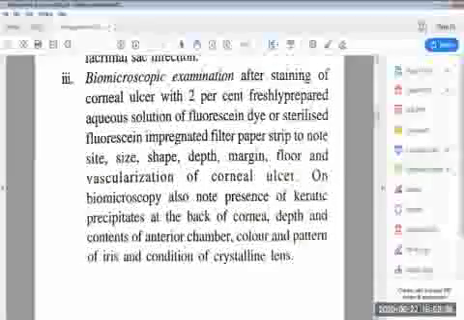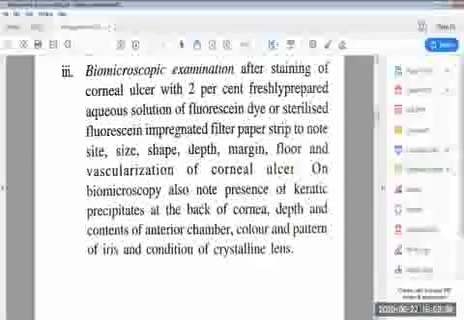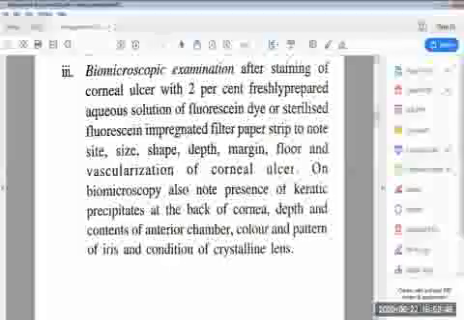Then biomicroscopic examination after staining of the corneal ulcer with 2% freshly prepared aqueous solution of fluorescein dye or sterilized fluorescein impregnated filter paper strip, to note the site, size, shape, depth, margin, floor and vascularization of the corneal ulcer. On biomicroscopy, also note the presence of keratic precipitates, known as KP in short, at the back of the cornea. They may be there in the anterior chamber.